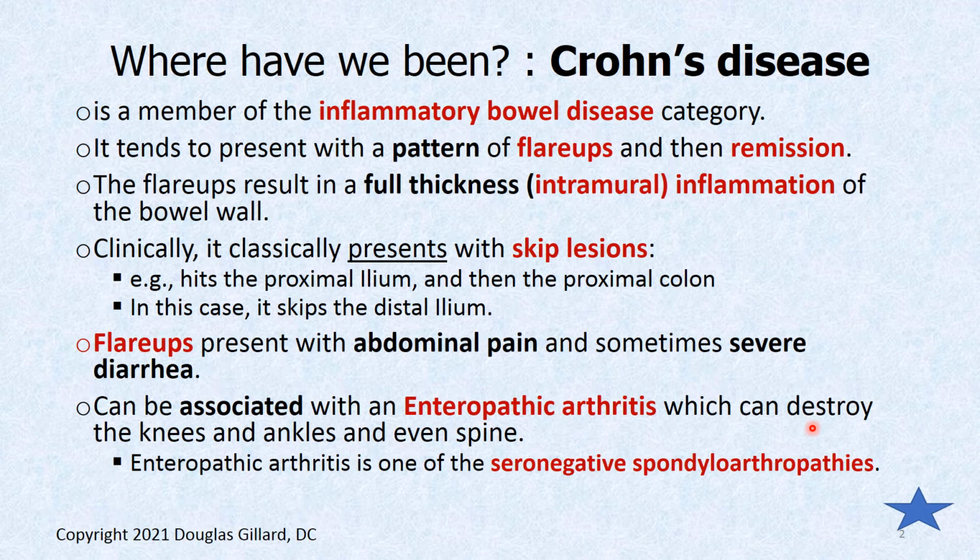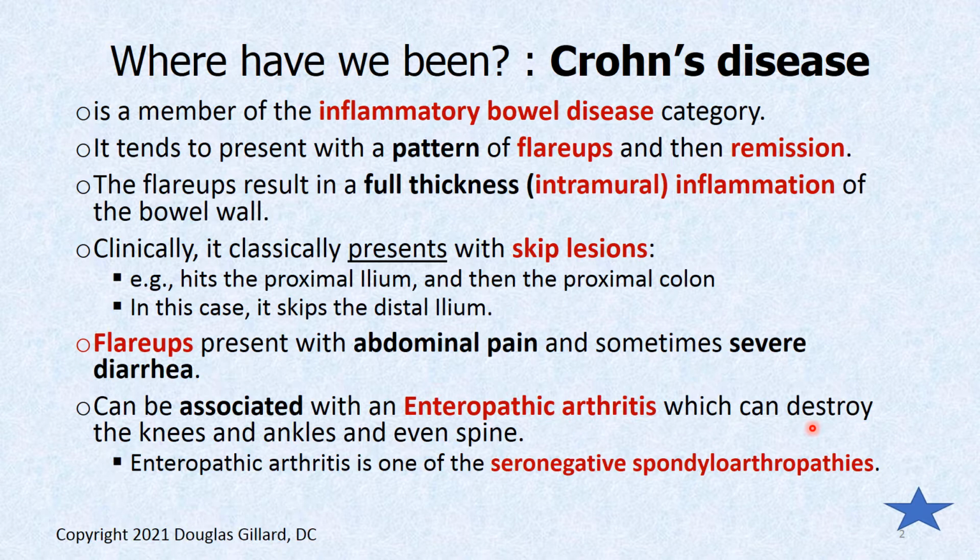So where have we been so far? Let's do a little recap of Crohn's disease. It is a member of the inflammatory bowel disease group, just like ulcerative colitis. It tends to present with patterns of flare-ups and then remission. So horrible diarrhea and abdominal pain, and then you feel better. Then it hits again, and then it doesn't always. Some people have it all the time, as we'll see.